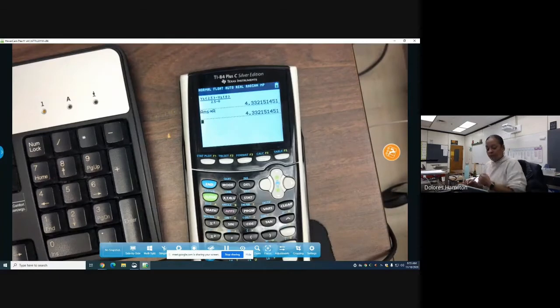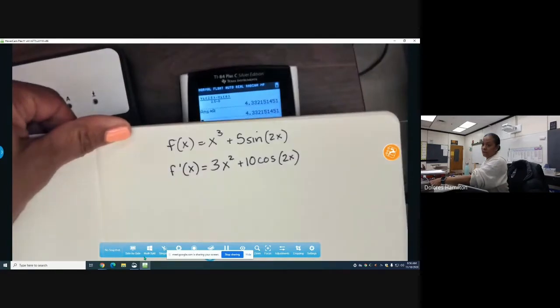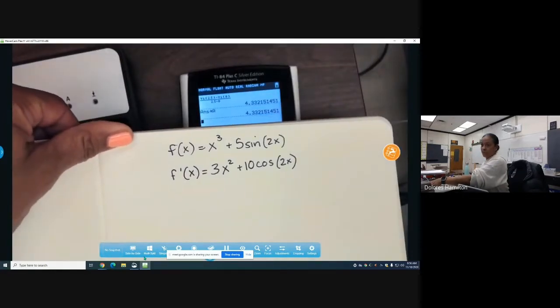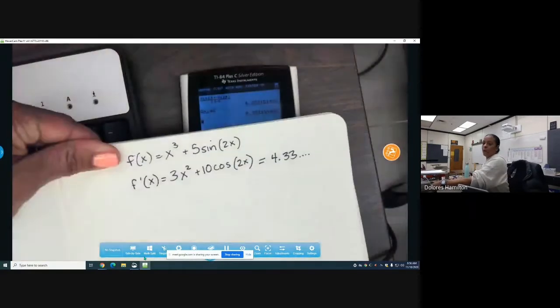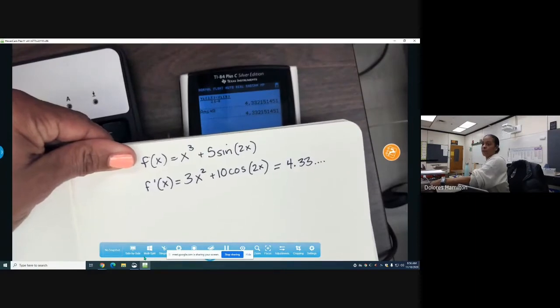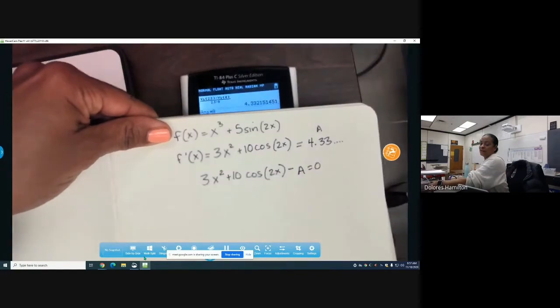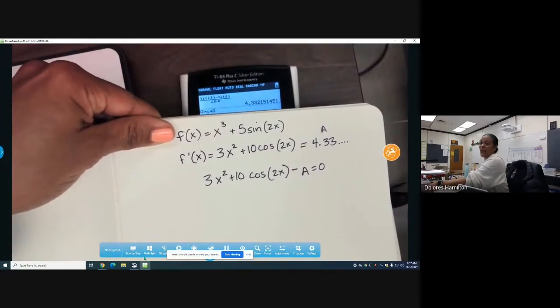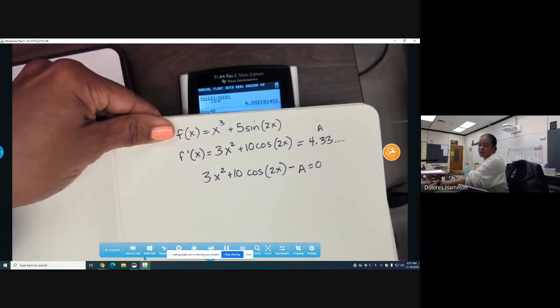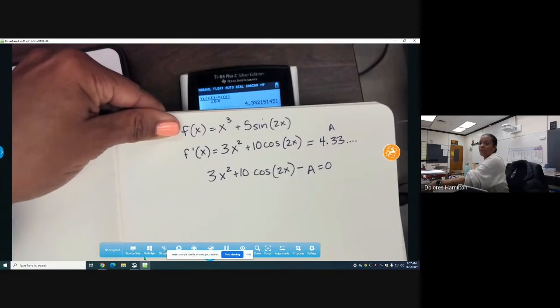Next, remember, we want to figure out where that derivative, where that instantaneous rate of change, is also equal to 4.33. So we first start by deriving. Don't forget about that chain rule for the second term. And remember, we want to figure out for what x value that derivative is equal to our 4.332. And you might remember we stored that value into A. So in my y equals, I'm now going to put that into my y1, so I can figure out where that crosses the x-axis. Where is that statement equal to 0?